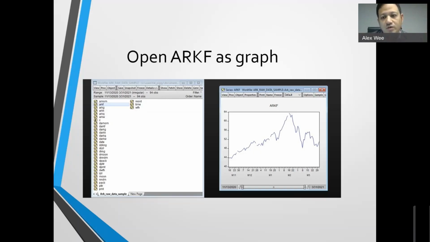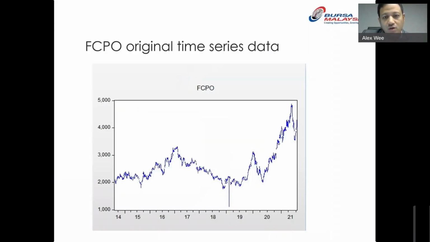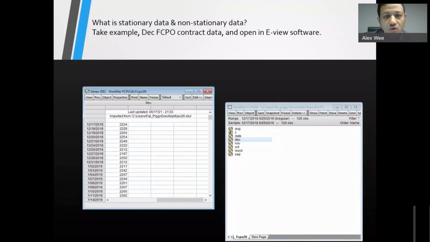So today, when we design a new indicator, you are aware that these are the problems that you must address: the heteroscedasticity issue, the zero correlation issue, as well as the unit root issue. So the original FCPO time series looks like this. It's just the original graph. This is a plain graph which has a unit root with it. So it is non-stationary data.